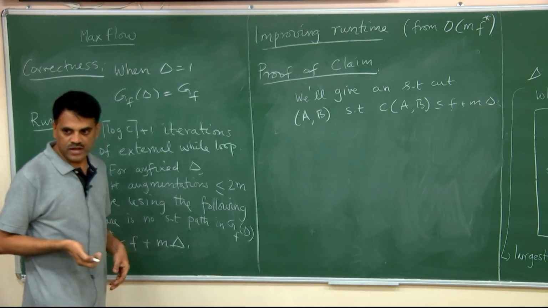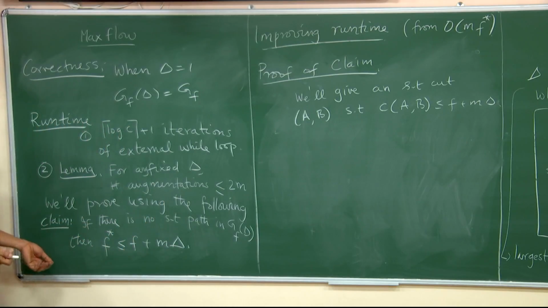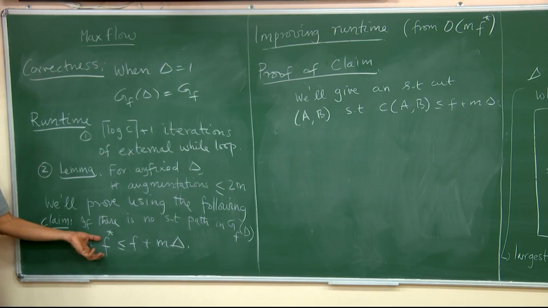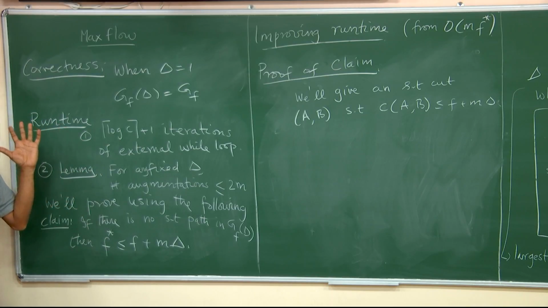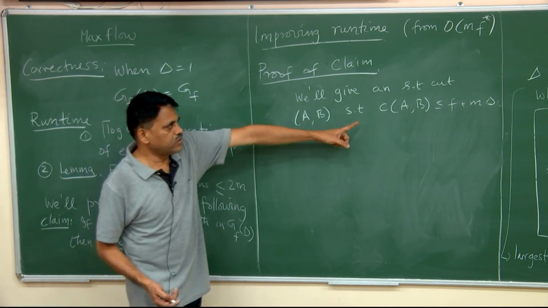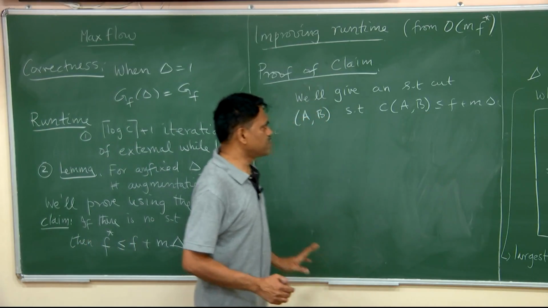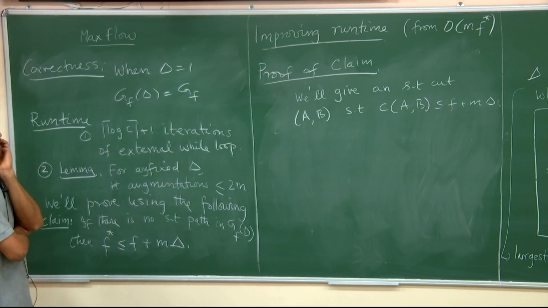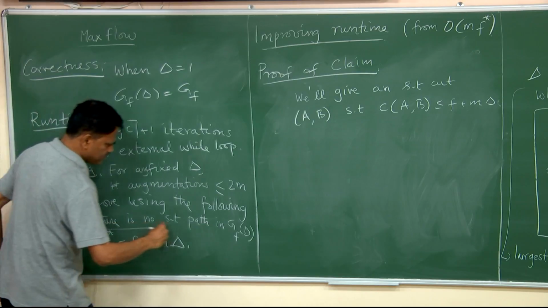If I do that, then we know that the max flow is bounded by the capacity of any cut. For any flow and any cut, the flow is bounded above by the capacity of the cut. So in particular, the max flow will be bounded by that cut value, which is at most F plus m delta. So what should be that cut? You're told this.